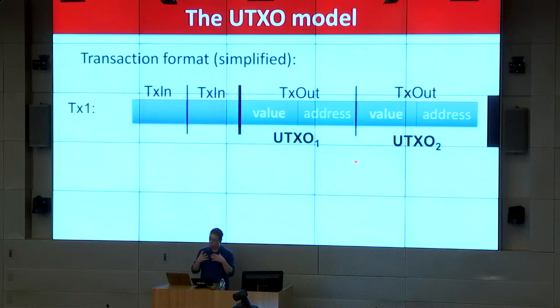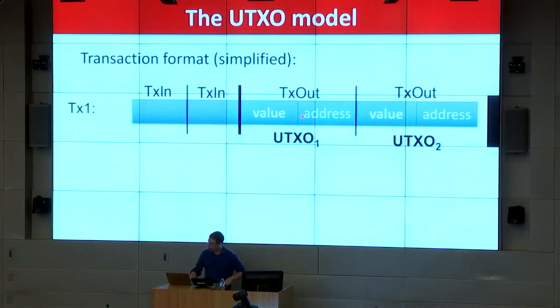And the way funds are represented in this UTXO model is the following. We have these transactions. Remember, transactions are embedded in blocks, but transactions are the fundamental unit that transfers amounts from one address to another. Every transaction has a bunch of inputs, which are amounts going into the transaction, and then there are a bunch of outputs.